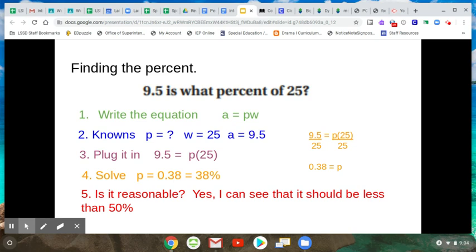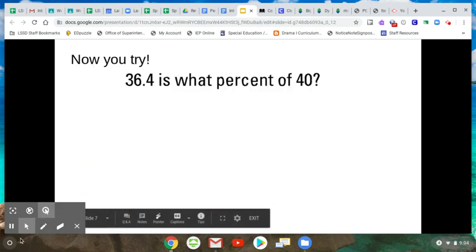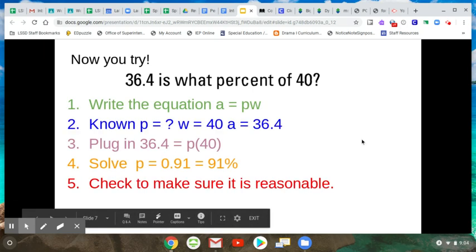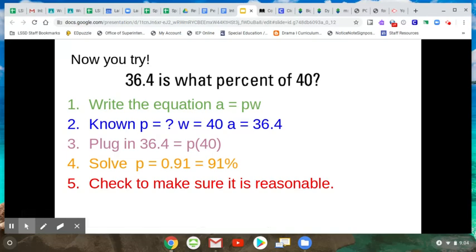All right, let's move on. You try one on your own. So pause the video and try it yourself. All right, here's the answer. Please pause the video again and check to make sure all of your work is there. And then we'll move on.